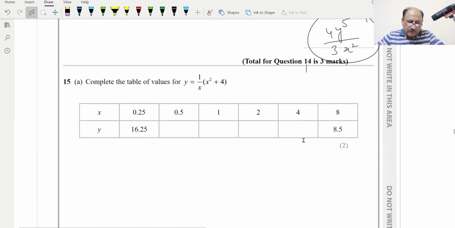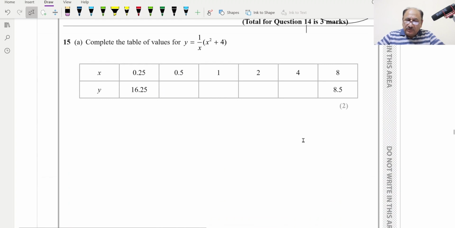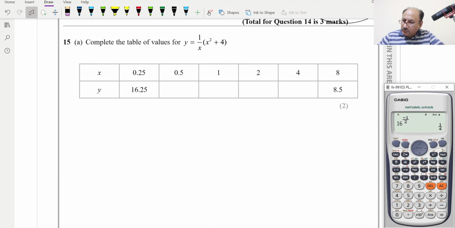Hopefully you understood this. Then this one, a table of values is provided, and we have to complete this table of values. The easiest method is we can type this given equation, y is equal to 1 over x. So I will write 1 over x. I will use the alpha button, alpha with this one will be x, and in bracket x squared, so again alpha this and squared, and plus 4, bracket close.